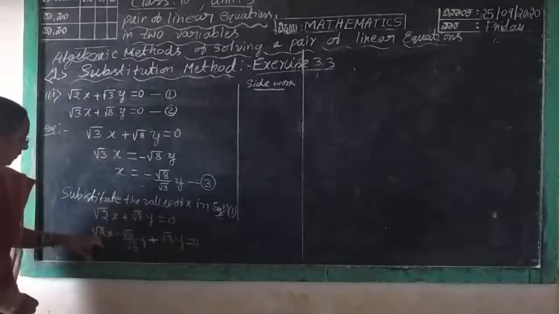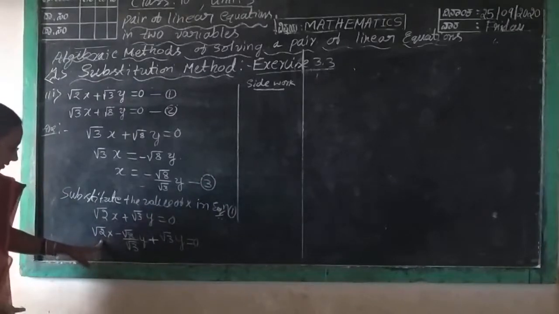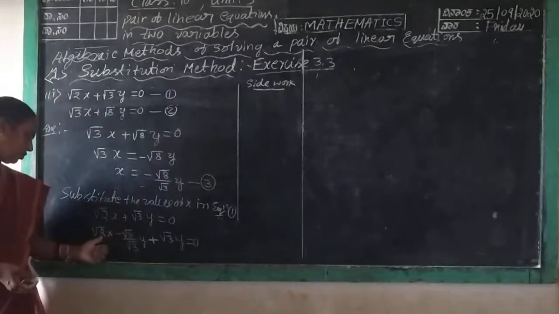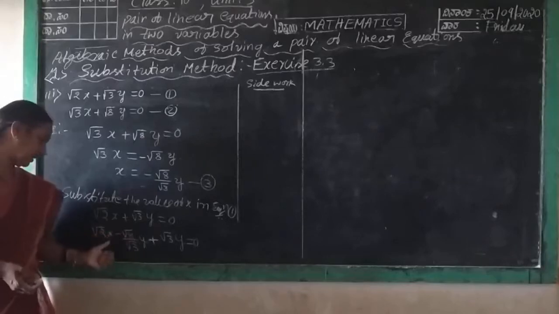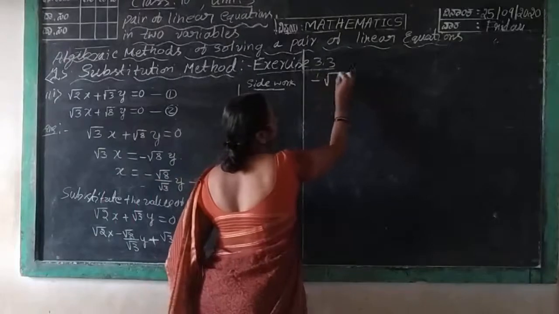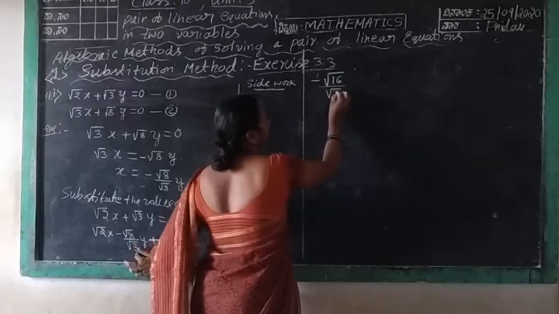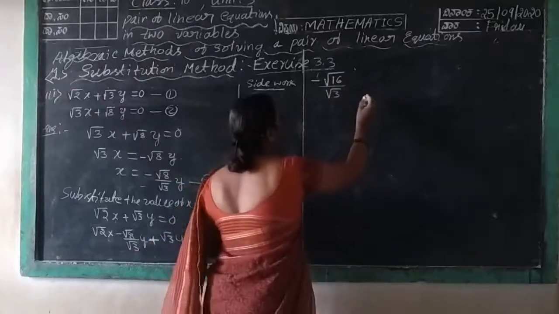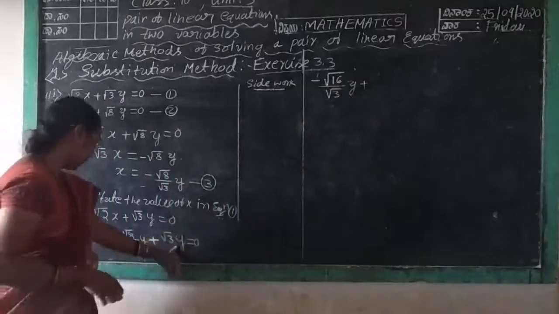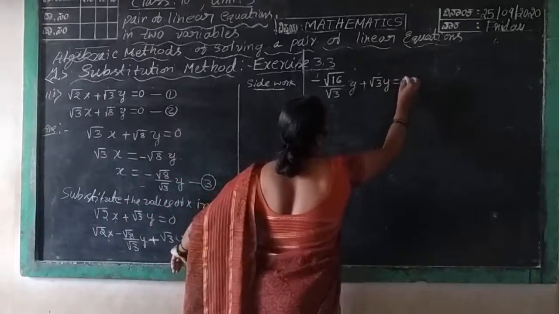Then here we do not multiply or cancel numbers, we directly multiply these numbers. Root 2 into root 8 we will get root 16, so minus root 16 divided by root 3 y, plus root 3 y is equal to 0.